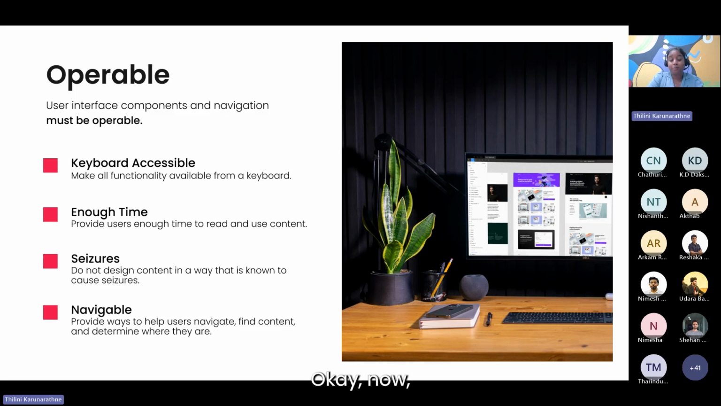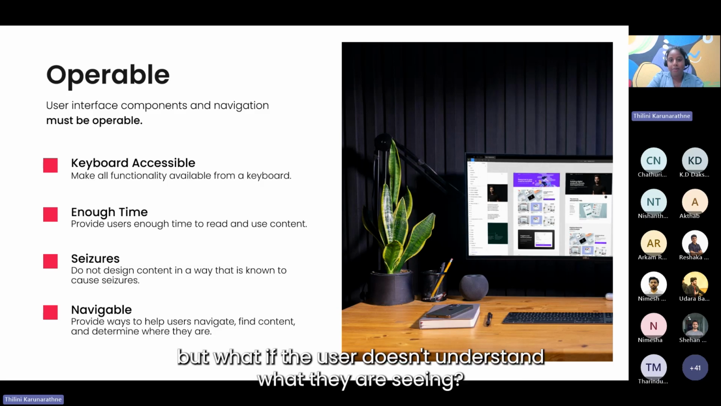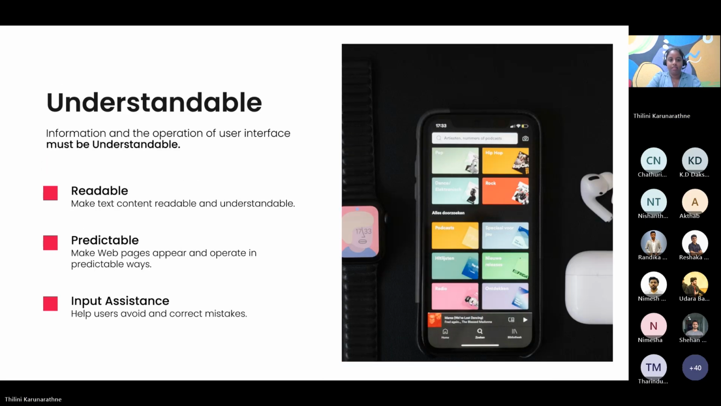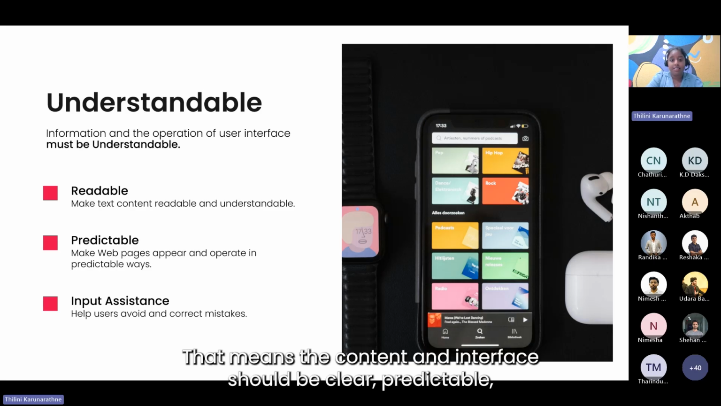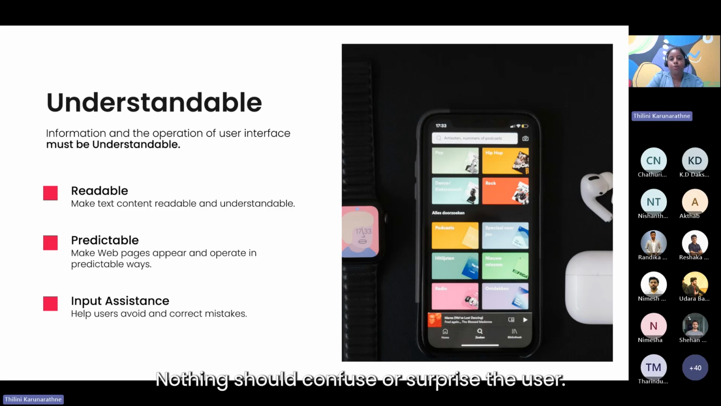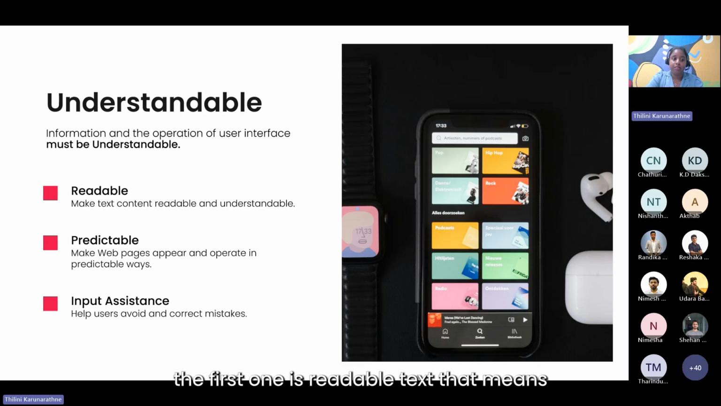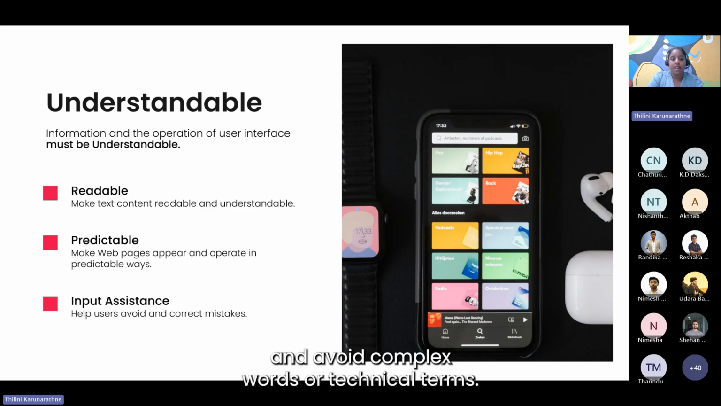Okay, now being able to use a website is great, but what if the user doesn't understand what they are seeing? Let's move on to the next principle, understandable, making content clear and easy to follow. Understandable means the content and interface should be clear, predictable, and easy to use. Nothing should confuse or surprise the user. So the guidelines for the understandable principle, the first one is readable text. That means use plain, simple language and avoid complex words or technical terms.